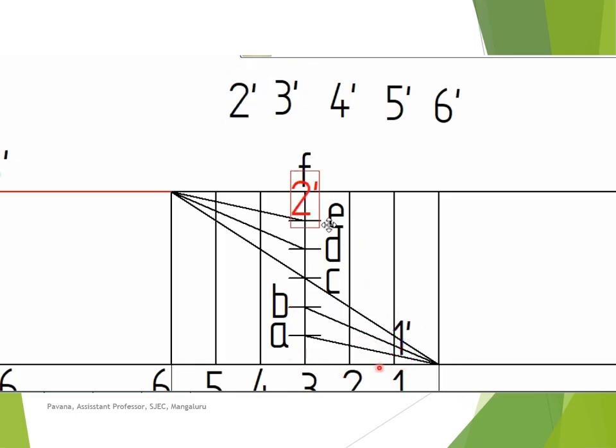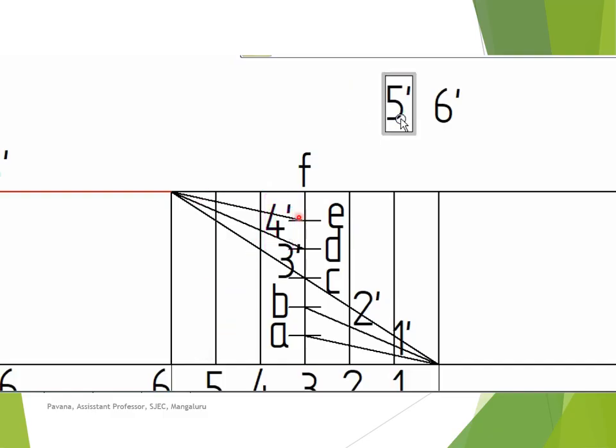Now line from B and the second line, this is the point, so that is 2 dash. Next 3 and C, this is the intersection point, 3 dash. 4 and D, this is the intersection point, 4 dash. 5 and E, this is the intersection point, 5 dash. And last 6 and F, this is the intersection point. So this way I have to name.